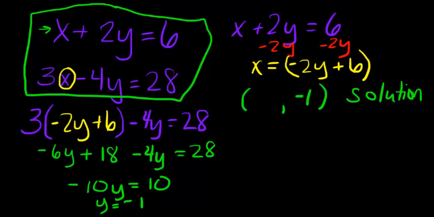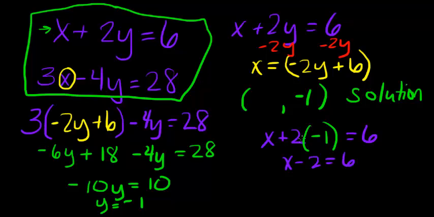So to get my x, I'm going to say x plus 2 times what I know. I'm substituting in for y again. I know y is negative 1. It doesn't need to be a variable. It's not unknown anymore. So x plus 2 times negative 1 equals 6. So x minus 2 equals 6. I multiplied there. I add 2 to both sides, and x equals 8. I now have my final solution, and that is how you solve systems by substitution.